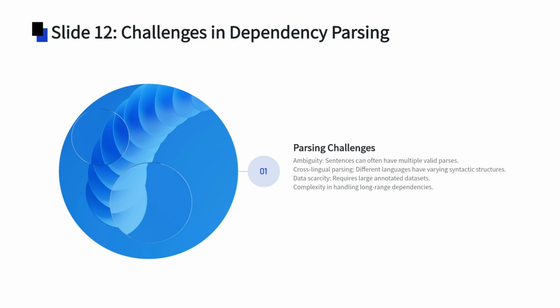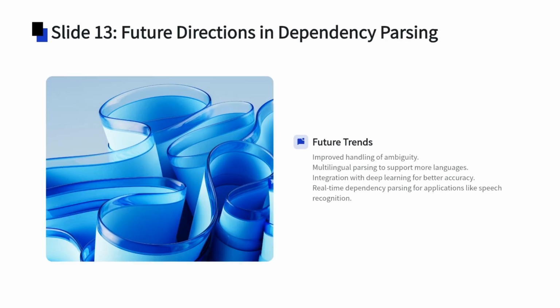Different languages have varying syntactic structures. For example, in languages like German, word order is more flexible than in English, making parsing more difficult. 3. Data scarcity. High-quality annotated data is needed to train parsers, but for many languages, such data is scarce or unavailable. 4. Long-range dependencies. Handling relationships between words that are far apart in the sentence remains challenging, especially when dealing with long sentences. Looking ahead, the field of dependency parsing is likely to evolve in several key ways.